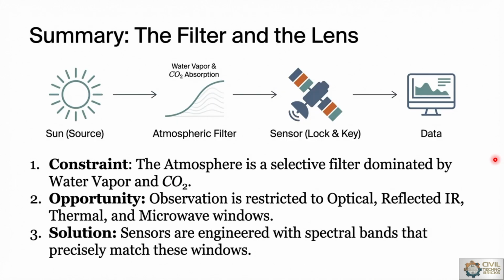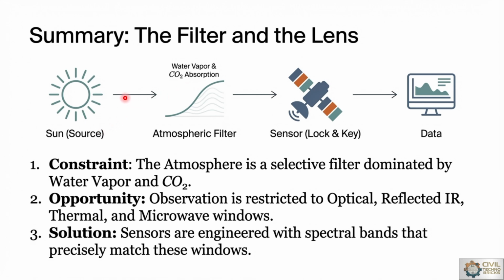Next, the summary. We depend on three parts: constraint, opportunity and solution. The application of atmospheric windows in civil engineering is followed by the workflow from source to data. The sun is a radiant source of energy.